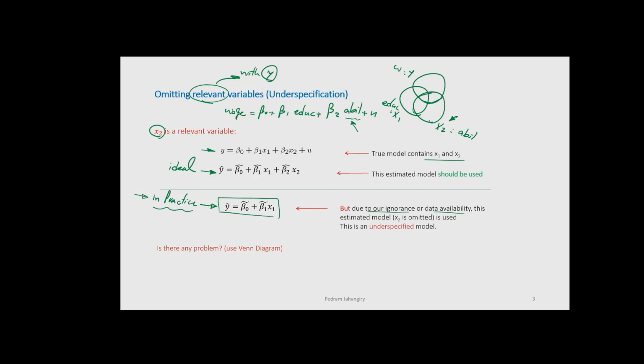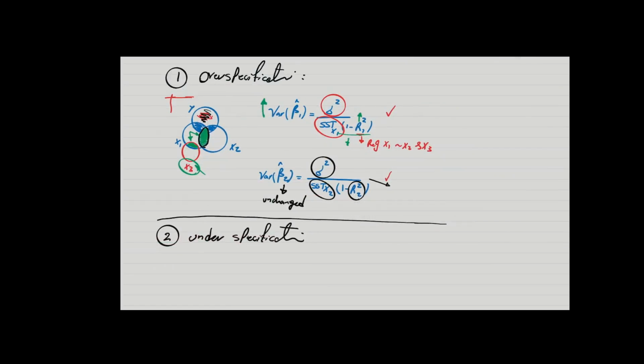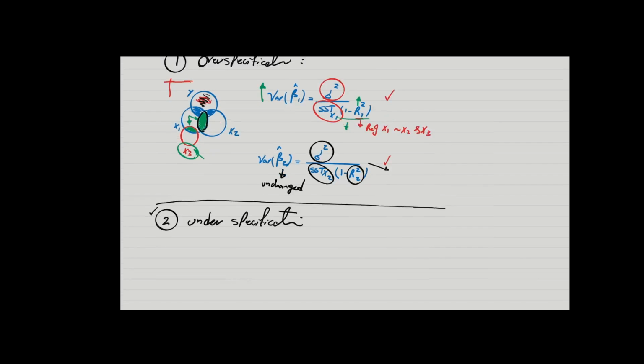In previous classes, we already discussed that if we do that, it's going to make our estimate for education biased, right? But now let's see what exactly is happening behind the scenes and answer this question using a Venn diagram. For that, I'm going to go back to the whiteboard and walk you through the example. Okay, so we already talked about overspecification. Now let's talk about underspecification using a Venn diagram.